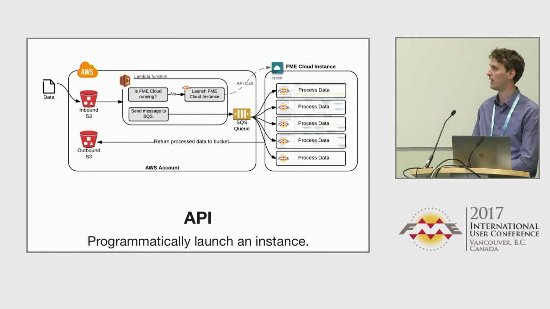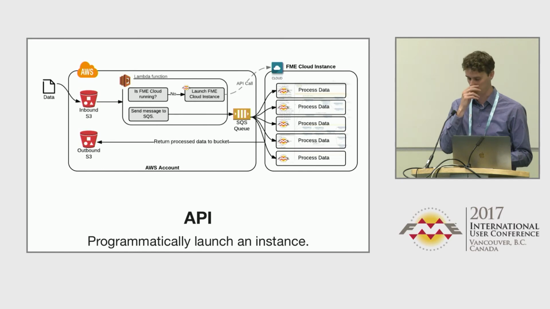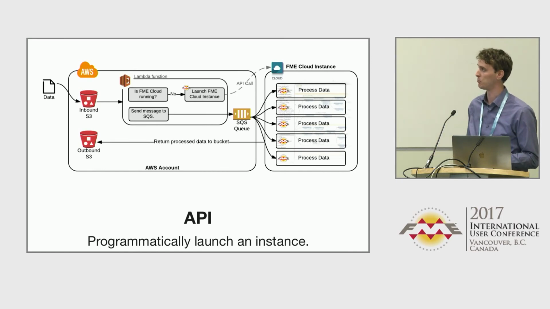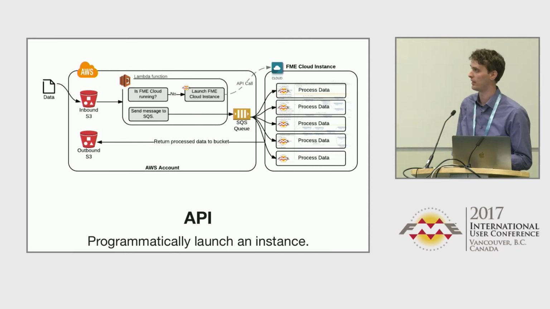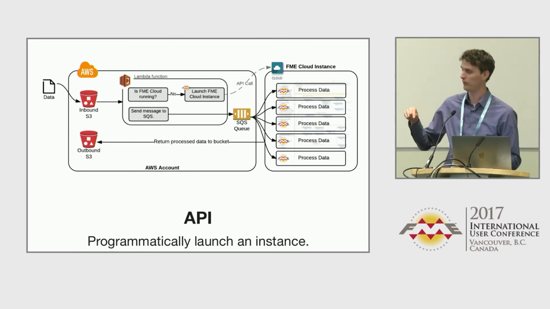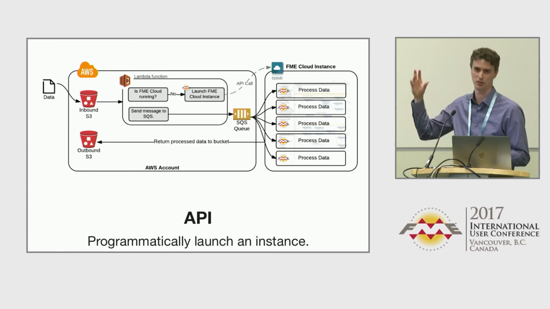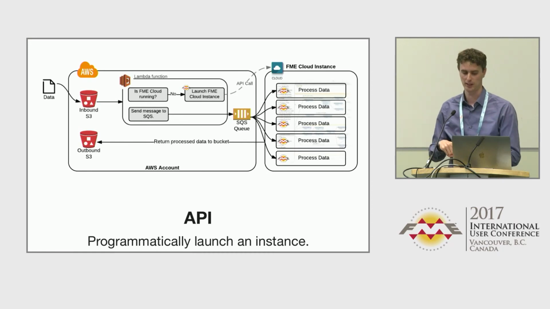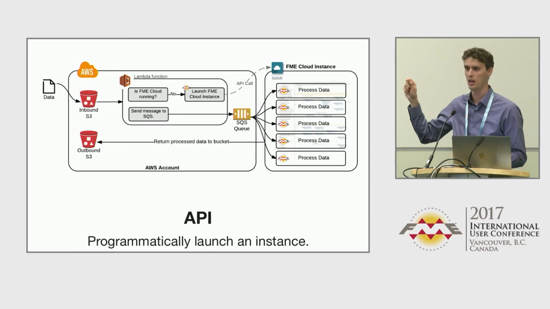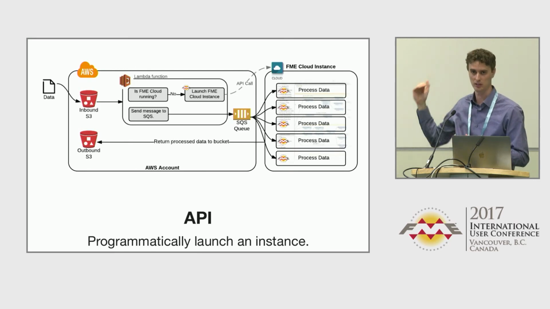The next is the API. So this is programmatically launching and stopping an instance. This was the weather network, and what they were doing is processing a huge amount of satellite data. When the satellite data came down, it got dropped into an S3 bucket. Apologies for those that don't know AWS terms, but S3 is like a big data storage where you can store files. When these files are placed on S3, a message gets sent to SQS, and then they have a piece of code that's looking at the SQS queue, and when there are so many messages in the queue, they fire up FME Cloud instances via the API.